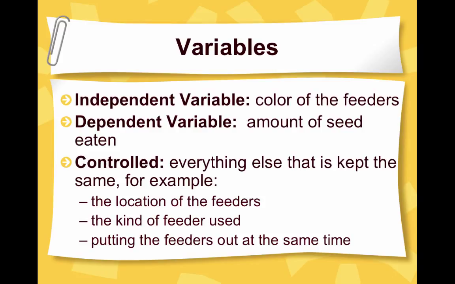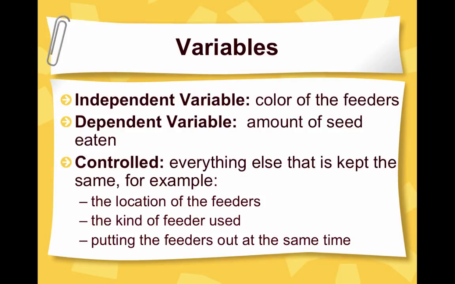So in this case, remember that the independent variable is the one factor that is changed by the person doing the experiment. So here it would be the color of the feeders. That is what he is in control of. And then the dependent variable is the factor which is measured in the experiment, the one that depends on the independent variable. So that would be how much seed ends up being eaten out of the bird feeders.